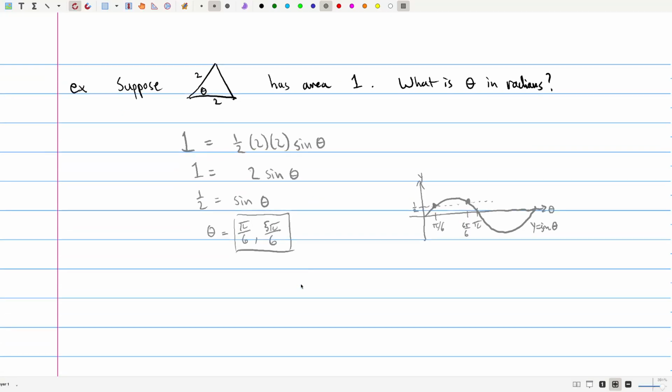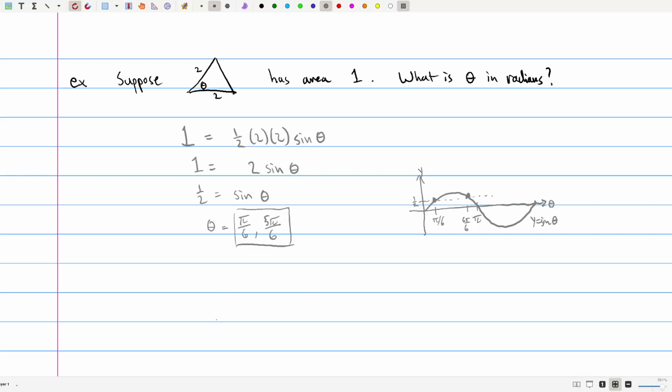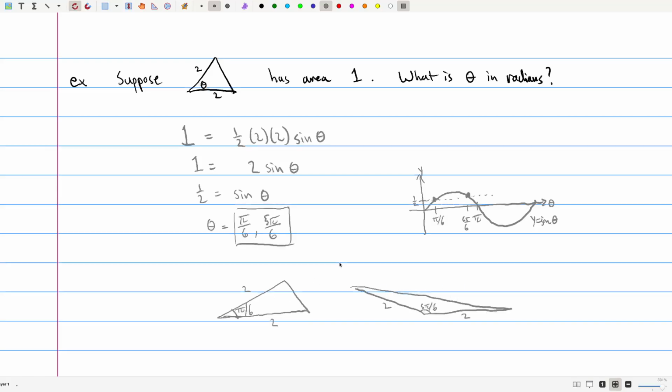Because there are 2 different triangles that actually work. If you think about it, pi over 6 is about 30 degrees, so we've got this one. And then the other possibility is this very obtuse one. So it seems plausible, at least from these pictures, that they both would have area 1. But indeed, these are the answers.